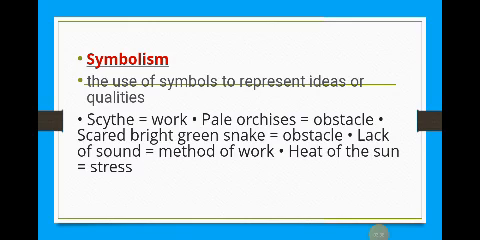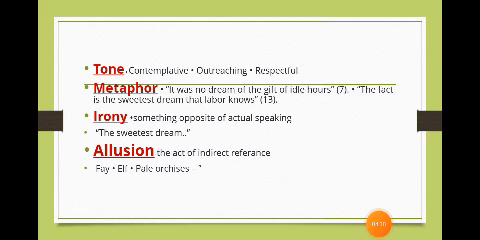Our next term is symbolism. This is a term used by the poet in which symbols are used to represent ideas or qualities. For example, the poet used scythe, and that is for work, pale orchises, that are for obstacles, scared bright green snake, that is also for obstacle, lack of sound, that is used for methods of work, and the heat of sun. So the tone of this poem is very optimistic, contemplative, meaningful, and respectful.